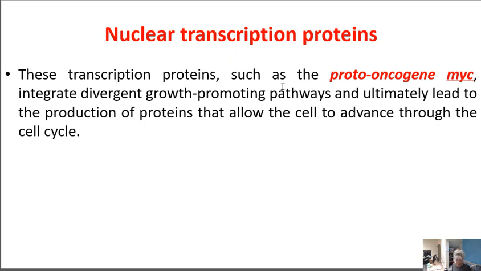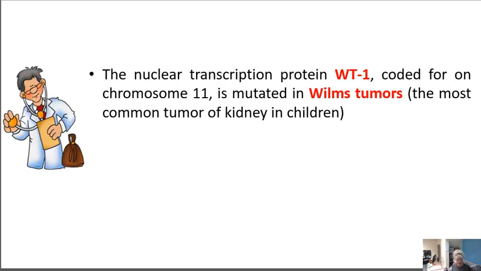Nuclear transcription factors, proteins such as your proto-oncogene MYC. Now c-MYC is implicated in Burkitt's lymphoma. It's very aggressive. It's mostly found in Africa. And then you have NMYC for the neuroblastoma. It integrates divergent growth promoting pathways and ultimately leads to the production of proteins that allow the cell to advance through the cell cycle rather than stop. So they basically are able to shut down the p53 and the retinoblastoma chain. Nuclear transcription factor WT1 is encoded on chromosome 11, and it's mutated in Wilms tumors. It's a common kidney tumor in children.